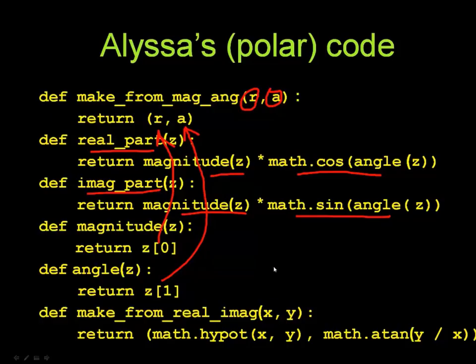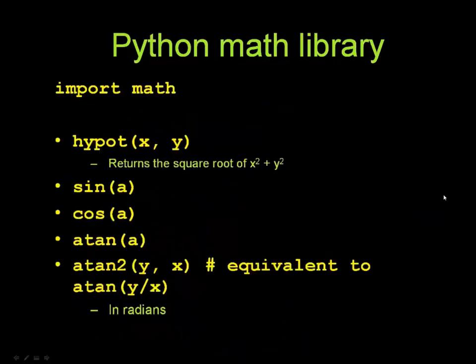For x and y, where the number is x plus yi, you can actually compute r and a. You can use the math library to do all these things, so you import math and use all these functions. Now, whose code is better? Well, it turns out the answer is it depends. We'll discuss different representations in the next lecture.